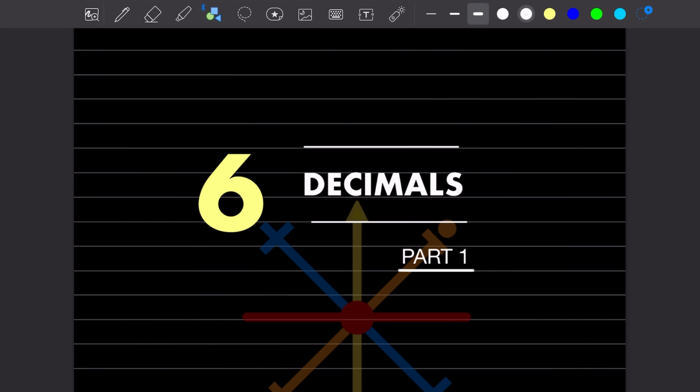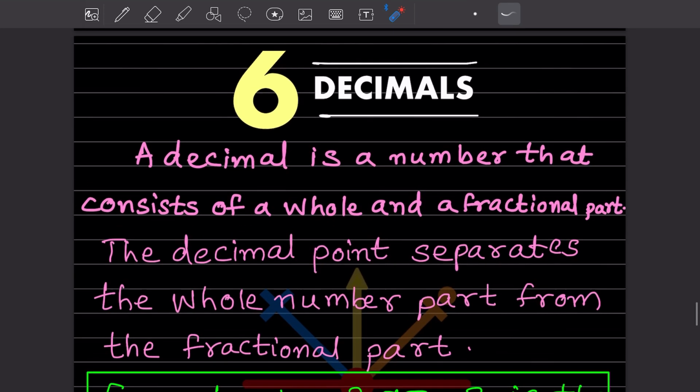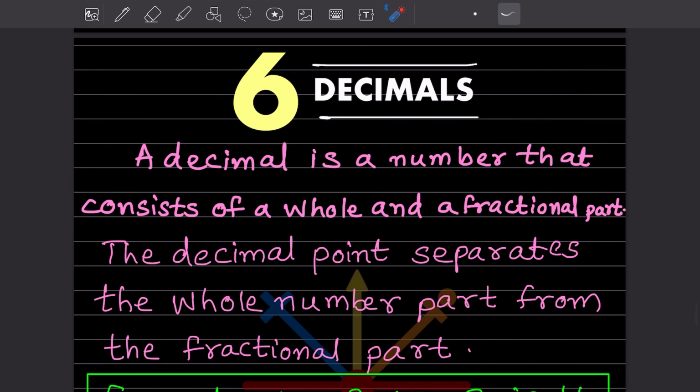So this is the first part of a new chapter called decimals. Before we start with the exercise, let us see some of the keywords used in this chapter. First, we'll see the definition of a decimal.